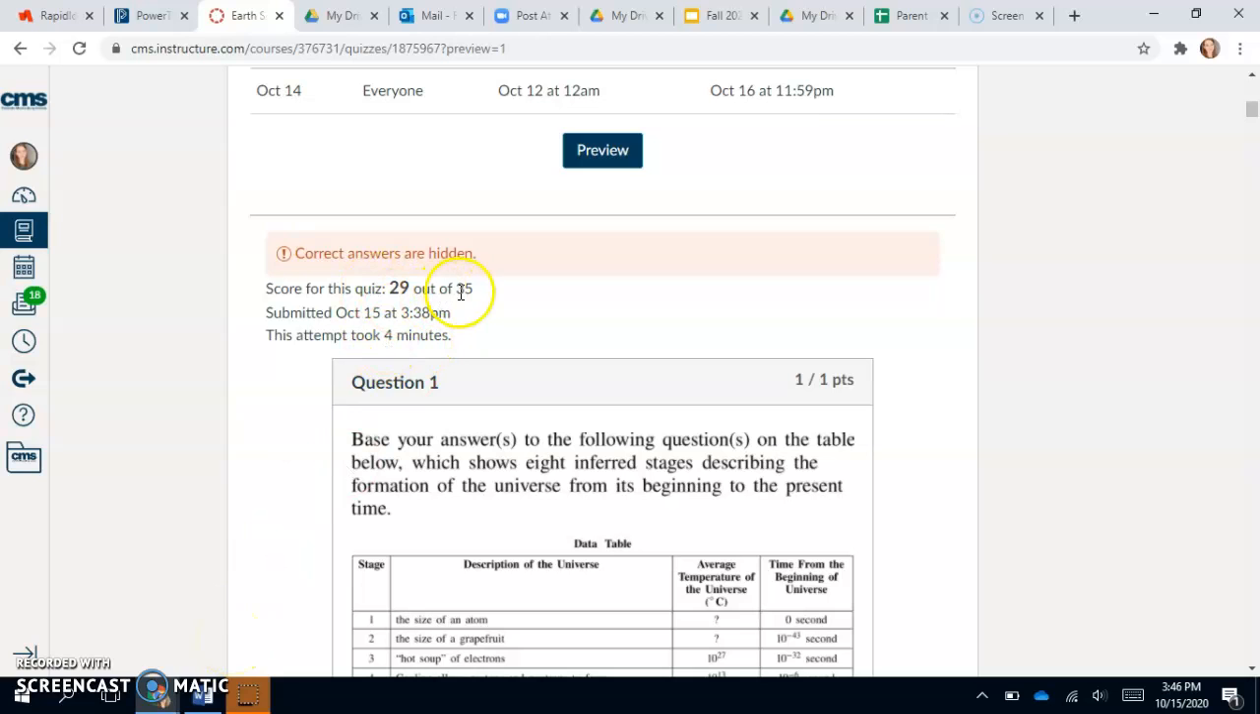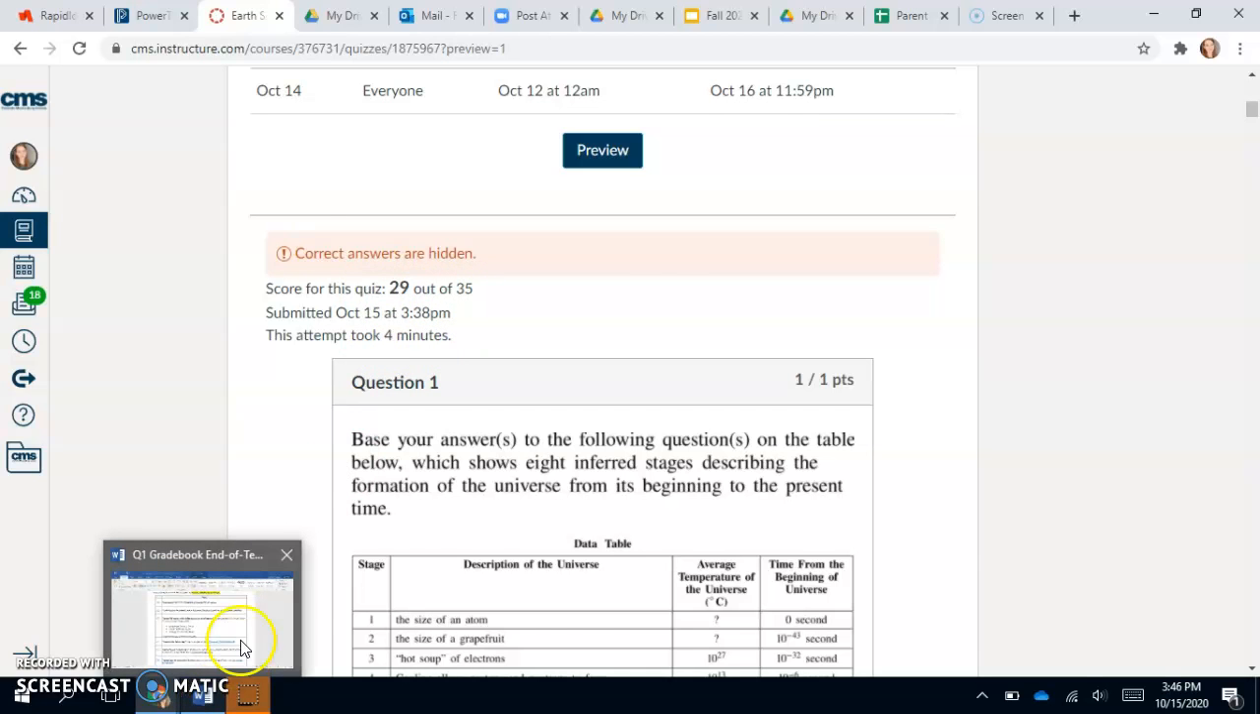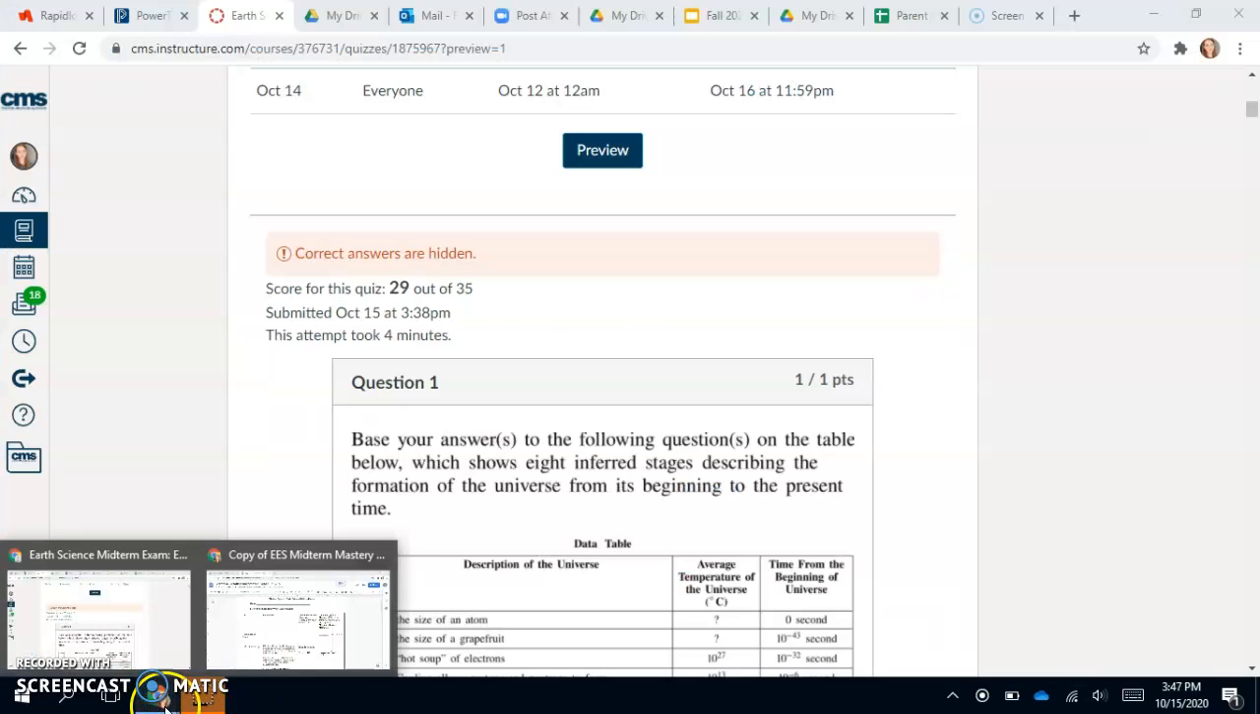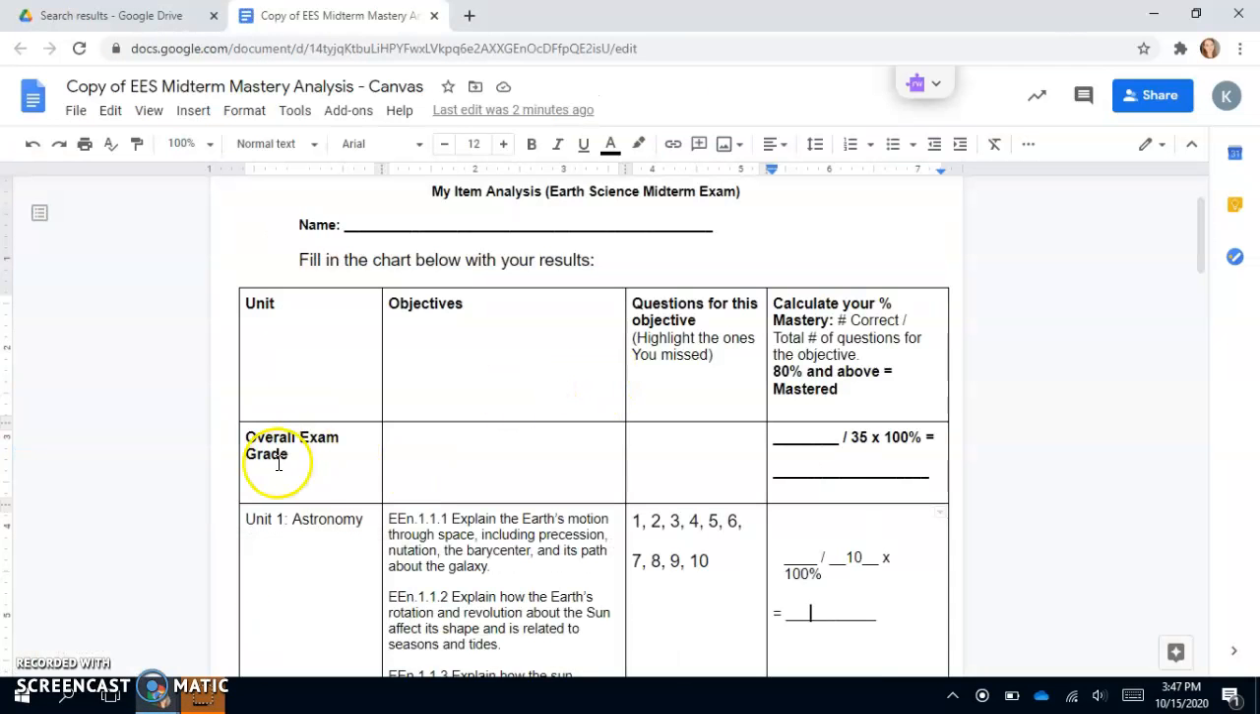So we got 29 out of 35. So we're going to go back to our midterm mastery analysis sheet. Exit out of that really quick. And here, it wants to know our overall exam grade. So for our percent mastery, we have to take the number that we got correct, divide it by the total number of questions for the objective, and then multiply that by 100% to get our percent mastery.